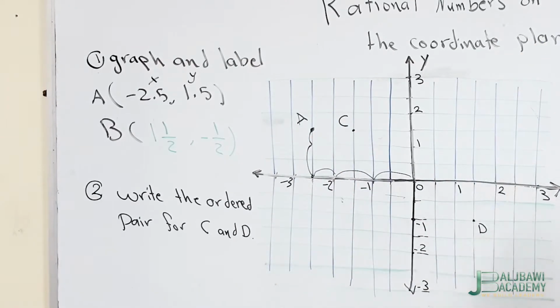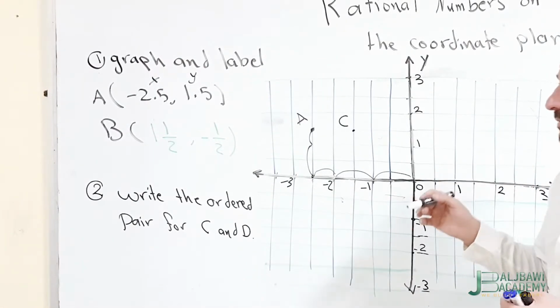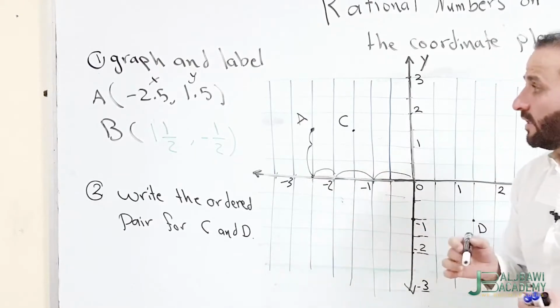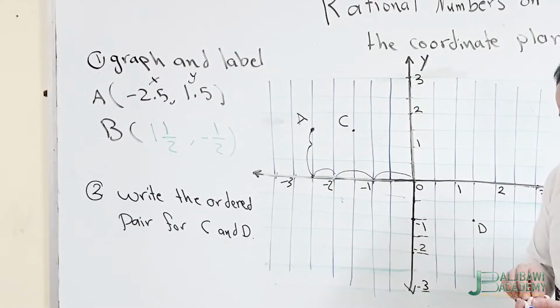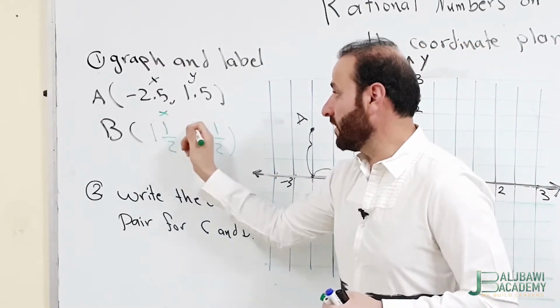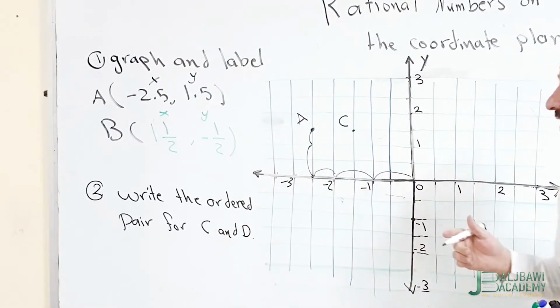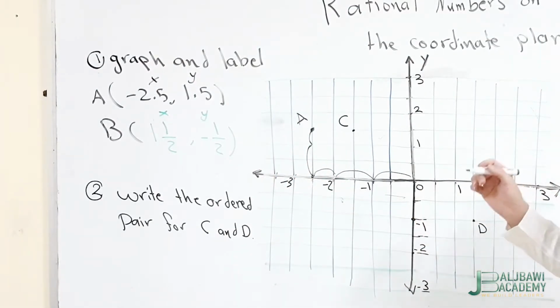And another point B. Here it's written as fractions or mixed numbers. The x coordinate is 1 and a half, and the y coordinate is negative half. This is the x coordinate, this is the y coordinate. The x coordinate is 1.5, or 1 1/2.